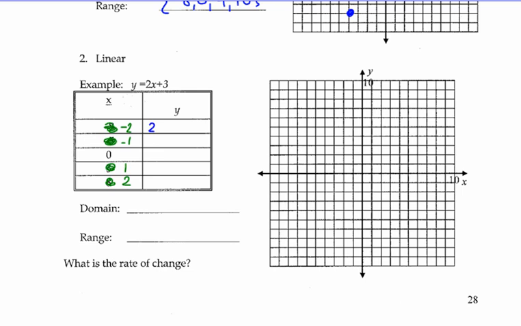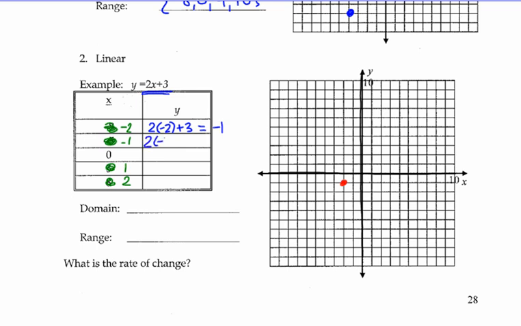So 2 times x, using our formula, x equals -2, plus 3. What's 2 times -2? -4 plus 3 equals -1. So when x is -2, I'm going to darken my axis. Mine is not very clear. So when x is -2, y is -1. Here's 1 point. So we just keep plugging it in.